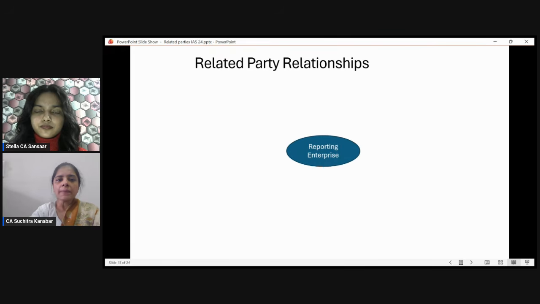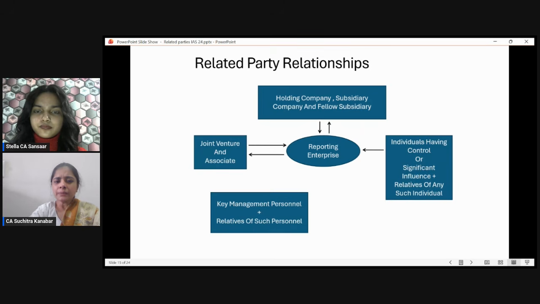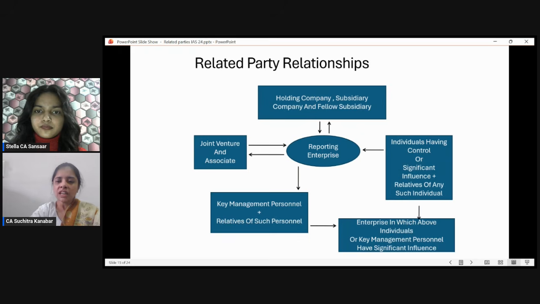Now I am showing you the related party relationships. If you look at the arrows, it shows how they are related. There is a reporting enterprise, which is connected to the holding company, subsidiary company, and fellow subsidiary. Then there are individuals who have control or significant influence, or relatives of any such individual, which are connected to the reporting enterprise. They are also connected to enterprises in which the above individuals or key management personnel can have significant influence. Then you have key management personnel or relatives of such personnel, and you also have joint venture and associate of the same.